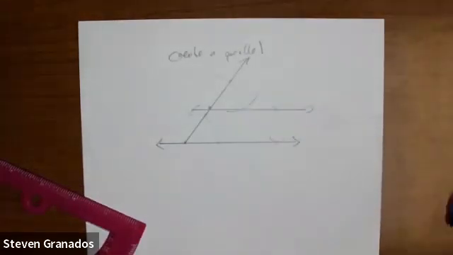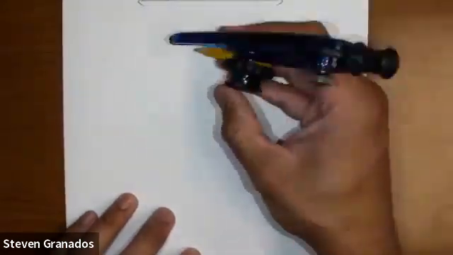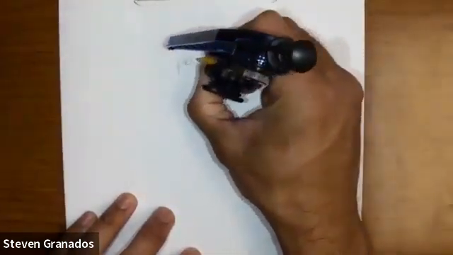So go ahead and take a look at this construction, try it out on your own. I'm going to do one more for you in the same video. This is a repeat, which is also going to be on your quiz. This is the perpendicular bisector construction.